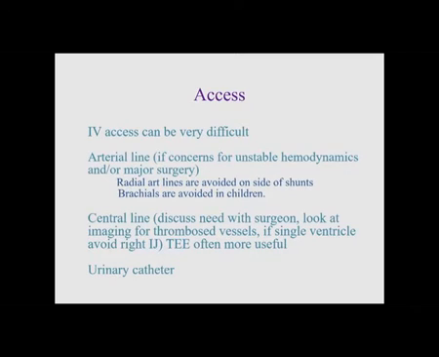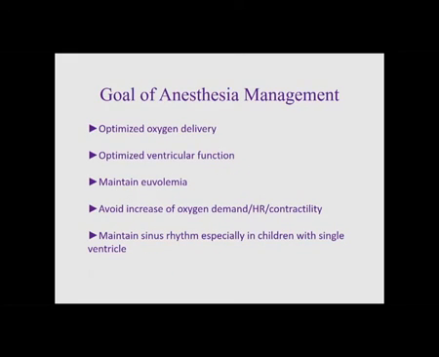Also here you have to think about the location. You have to avoid A lines on the side of the shunts, and brachial arteries are generally avoided in children too. Central lines are most of the time critical in a peripheral hospital. If you don't do this on a regular basis, and you really want a central line, ask the surgeons to do it. TEE, you probably won't have this availability in a peripheral hospital, but it's sometimes more useful to look at filling. And a urinary catheter if you have a long procedure and you need to follow urine output.